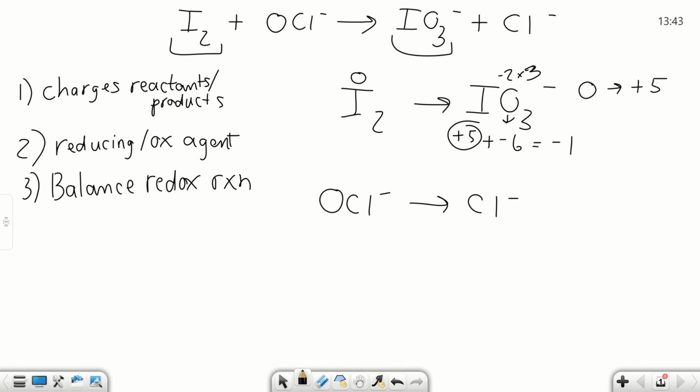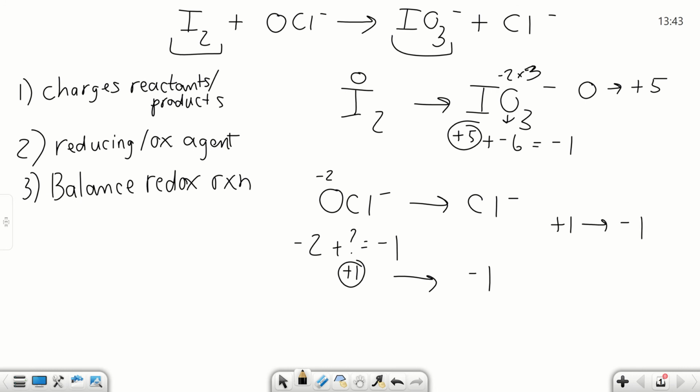Down here, O is always minus 2, okay? And over here, the overall charge is minus 1. Well, we got minus 2 plus what equals negative 1. This must mean that this chlorine is actually a positive 1 charge. And then over on the other side, that's kind of easy. It's a negative 1 charge. So chlorine's going from positive 1 to negative 1.